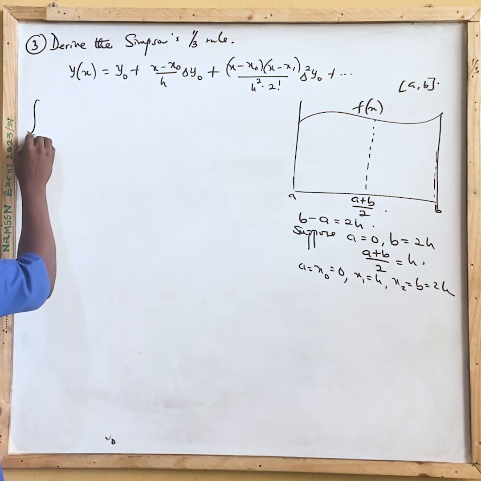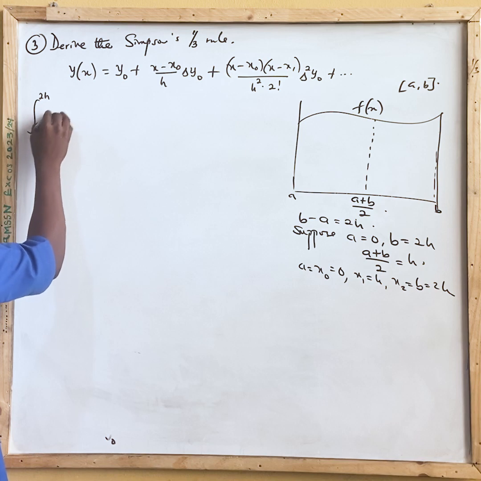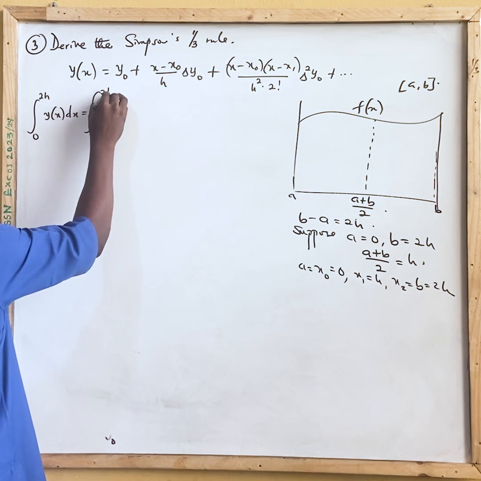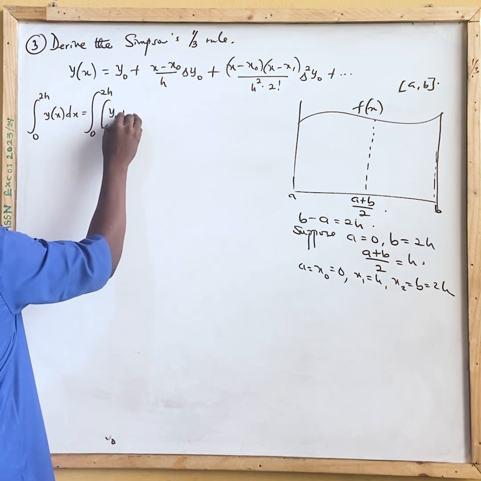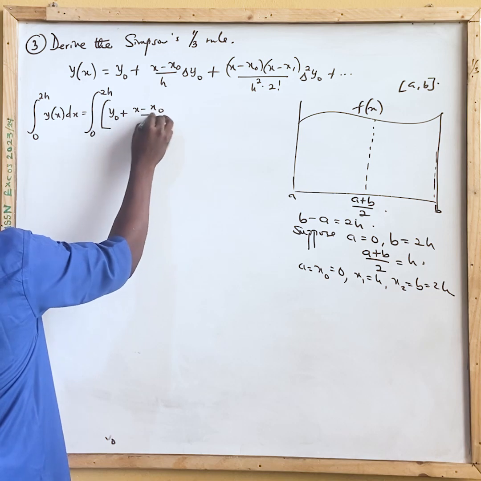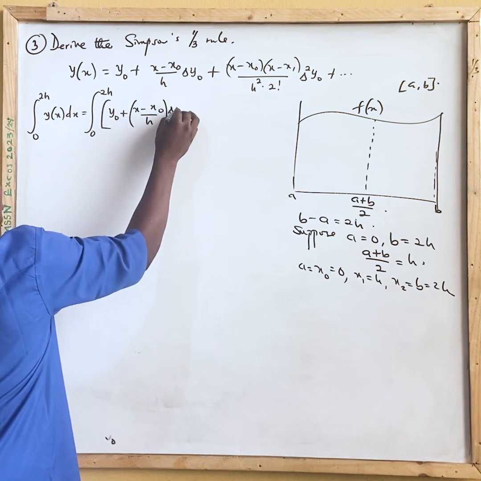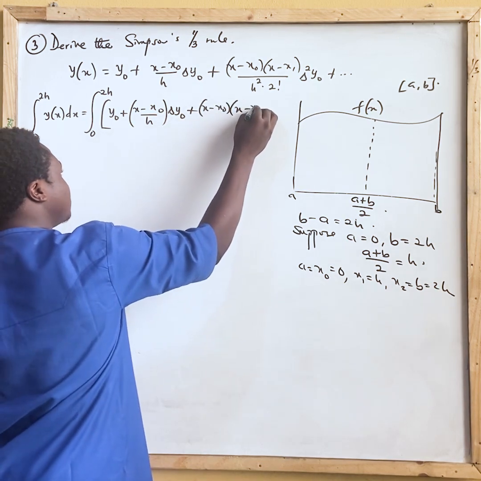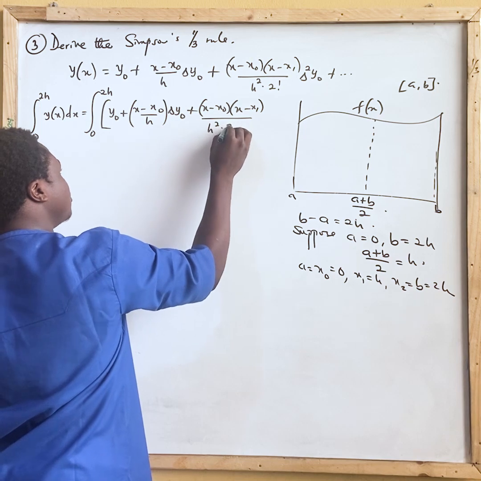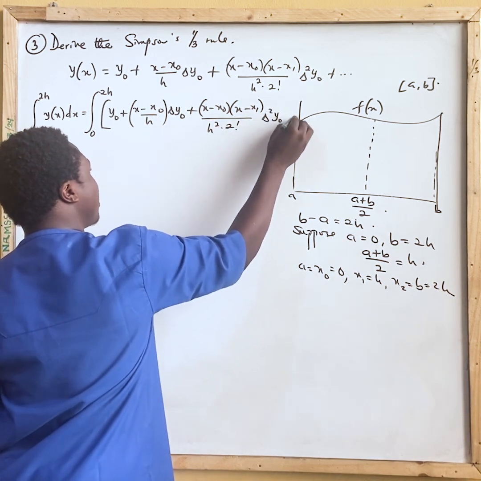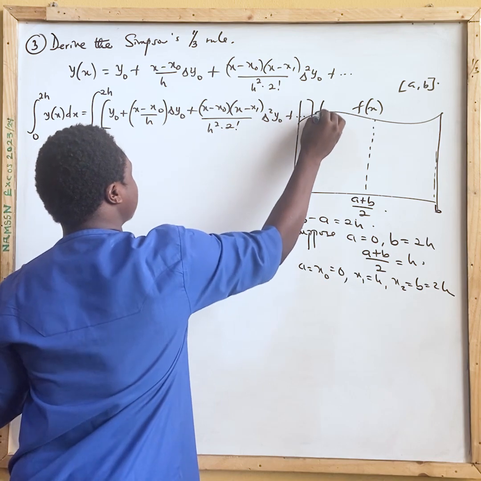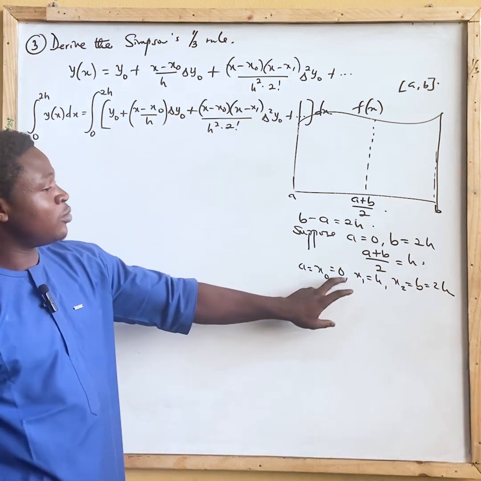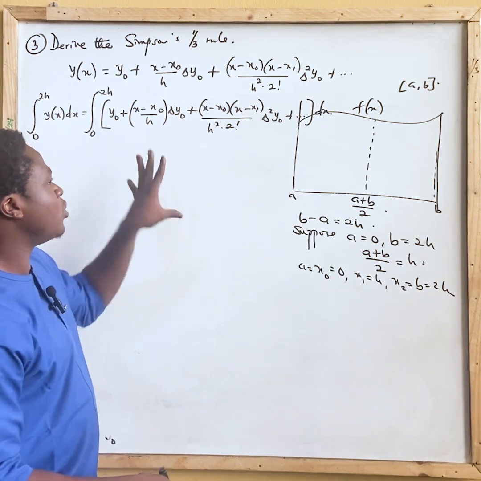The integral from 0 to 2h of y of x dx will be equal to the integral from 0 to 2h of everything you are seeing here: y naught plus (x minus x naught) over h forward y naught plus (x minus x naught)(x minus x1) over h square 2 factorial forward square y naught and so on, dx. Of course, we already said that our x naught is 0, x1 is h. So let's write what they are here.